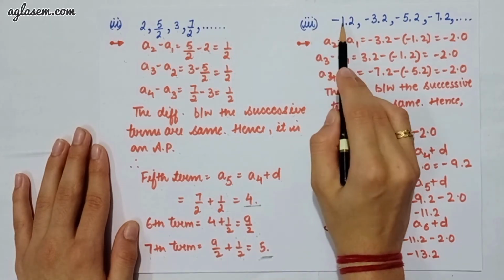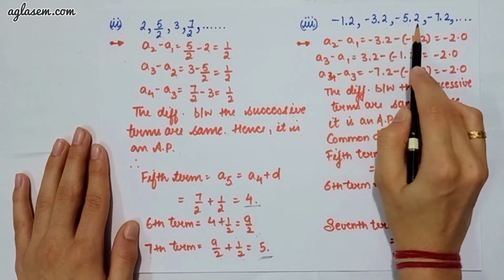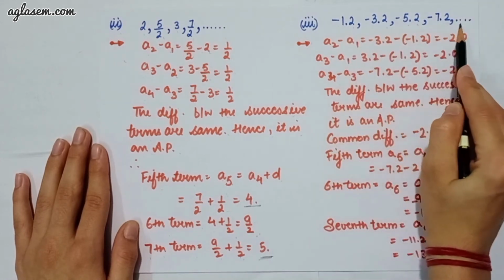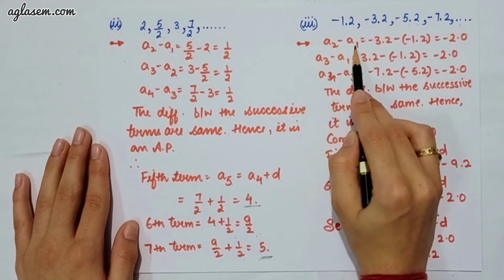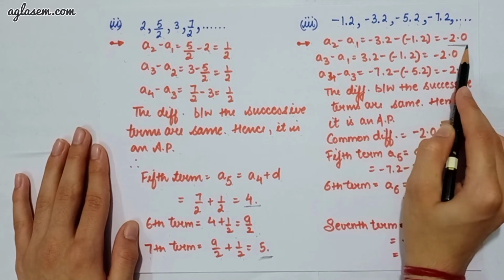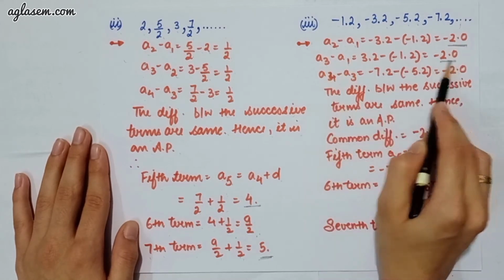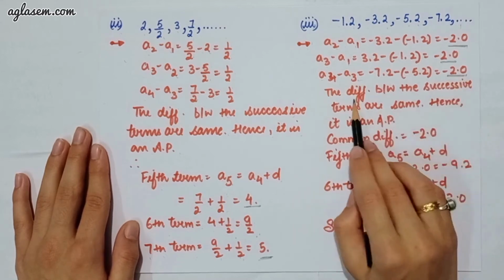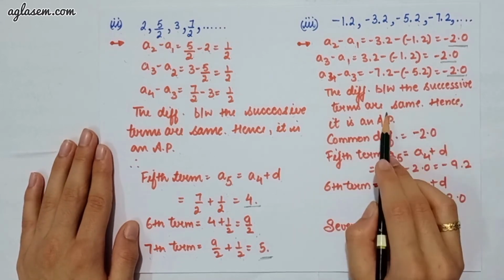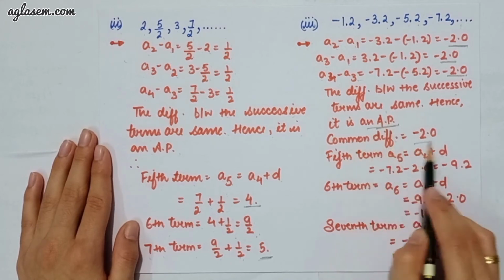Third part says minus 1.2, minus 3.2, minus 5.2 and minus 7.2. So, the answer is A2 minus A1, that will give you minus 2.0. A3 minus A2, that will give you minus 2.0. A4 minus A3, that will give you minus 2.0. Here the differences between the successive terms are the same. Therefore, it is an arithmetic progression. So, the common difference is minus 2.